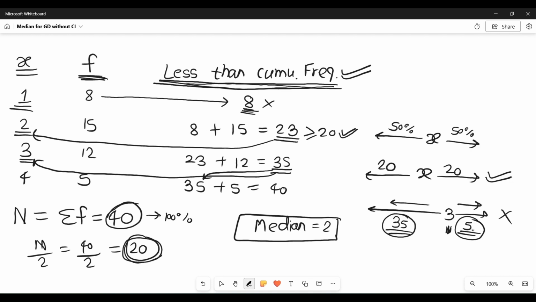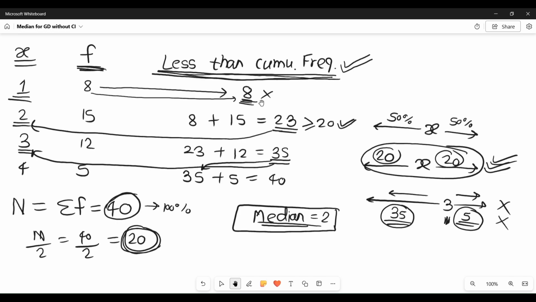That does not divide the dataset into two equal parts, but the x value 2 divides the dataset into two equal parts, that is 20 and 20. So the final answer is median equals 2. So in this way we can calculate median for grouped data without class intervals.